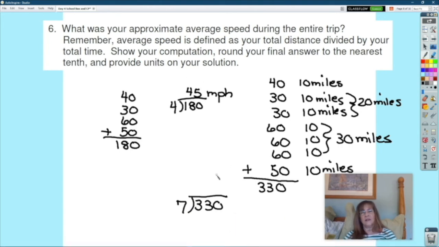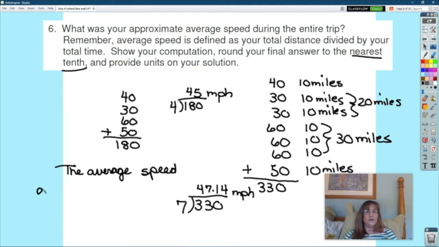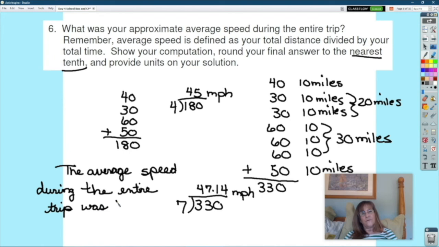I wonder if it will still equal 45. Well, let's see. Turns out that it's actually 47.14 miles per hour if I round it off to the nearest tenth. Now you might say, well, it was close. And yes, it was, but it's not the number. So the answer to this is the average speed during the entire trip was 47.14 miles per hour. That was a bit of a challenge.